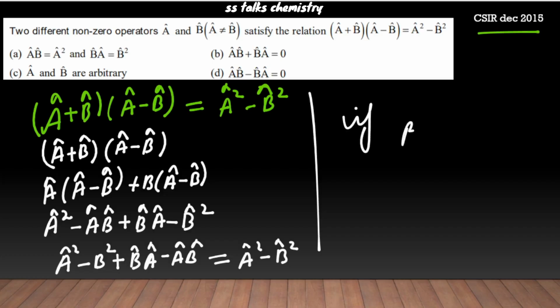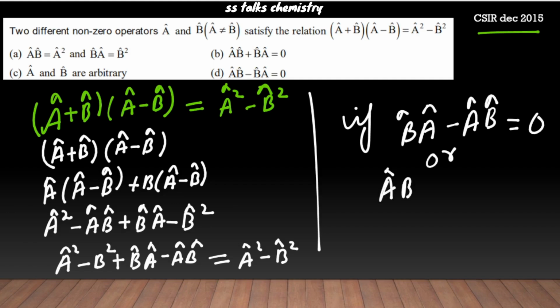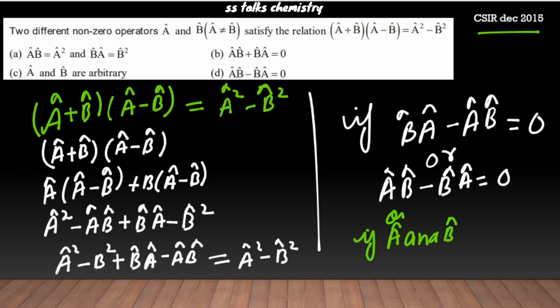this term, which is B operator into A operator minus A operator into B operator, is equal to 0, or we can say that AB minus BA is 0. So either of these scenarios. A third way in the form of a statement we can also write is that if A and B are commuting with one another. So in that scenario also, this thing is possible.